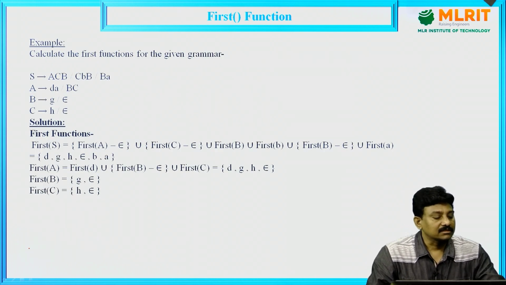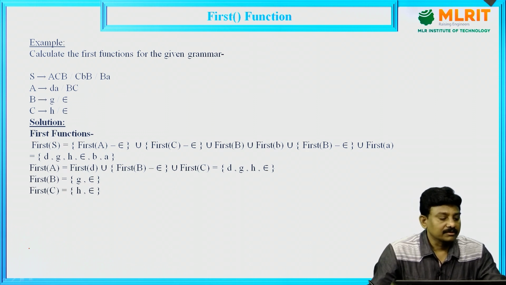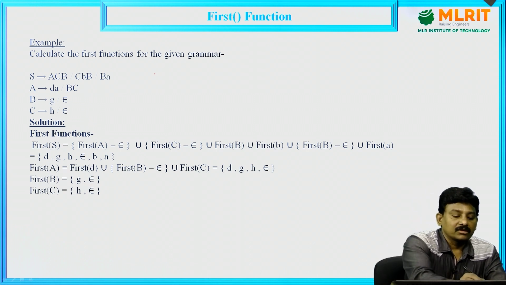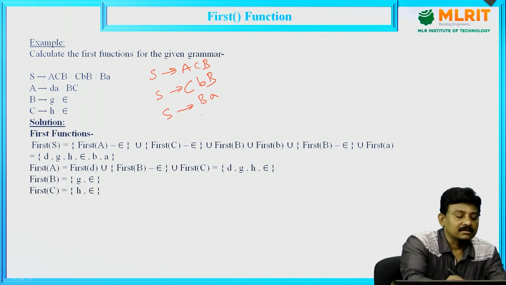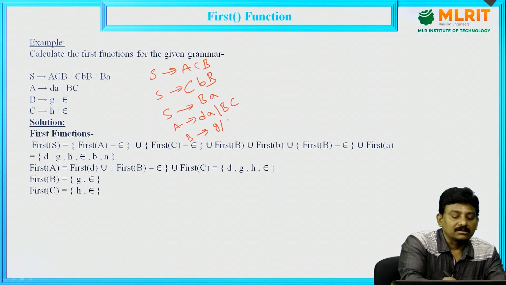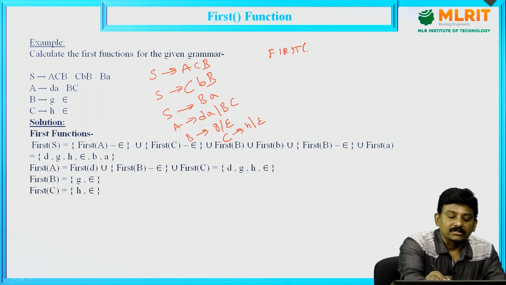Next, another example: calculate the first function for the given grammar. S derives ACB, S derives CbB, S derives Ba, A derives da or BC, B derives g or epsilon, C derives h or epsilon. First calculate first of S. First of S is the first symbol of RHS, so you have to calculate first of A.